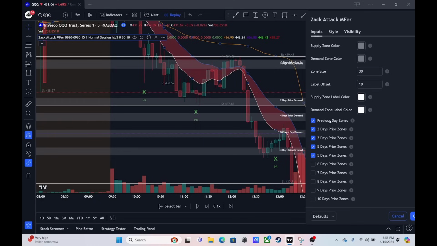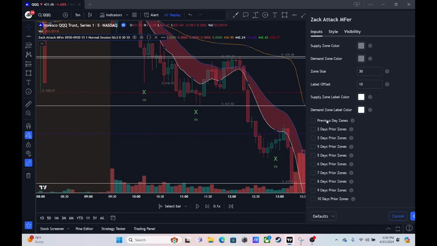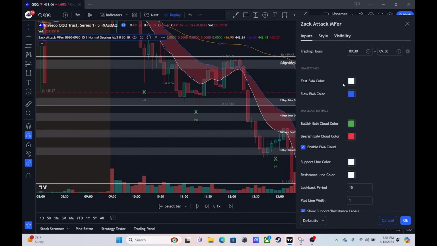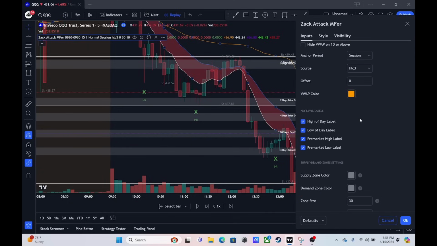Alright, so now you have your supply and demand zones, and you can actually toggle all of these on and off. So if I uncheck all of these, you'll see them disappear. Just give it a few seconds, they're all gone, and then you can check them back in. Same thing with the style. Well, I guess when you remove the zones, the labels go away, so you don't really need anything in the style tab.